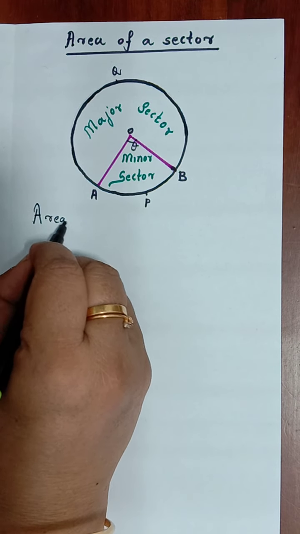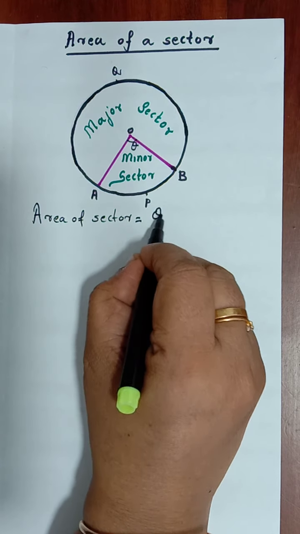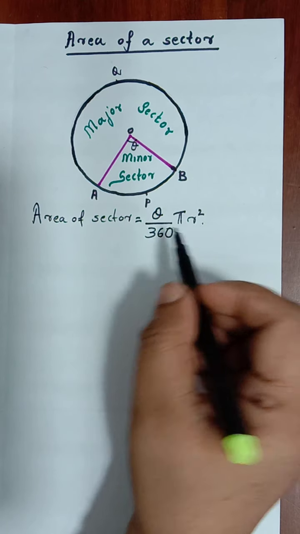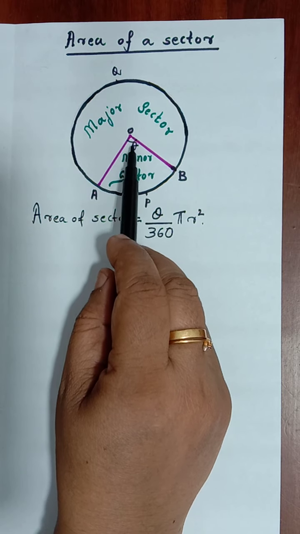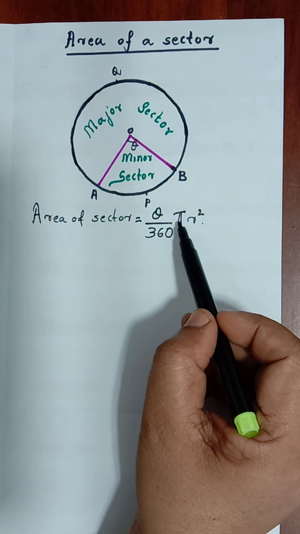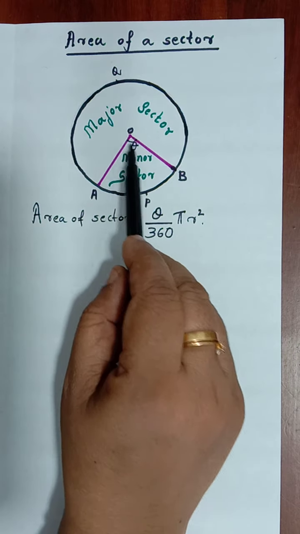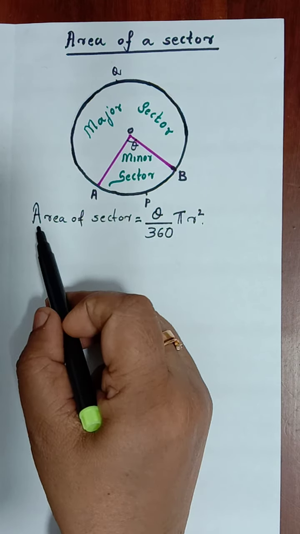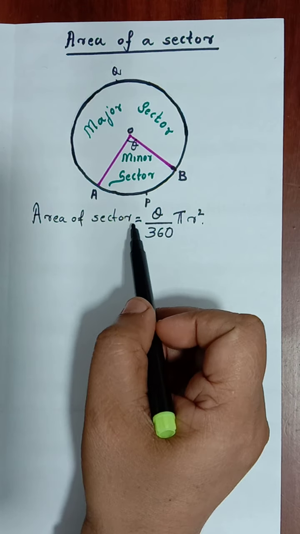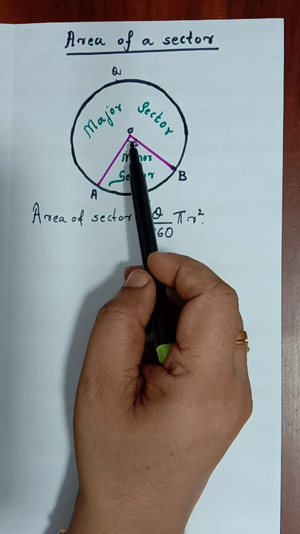Therefore, area of sector is equal to theta by 360 into pi r square, where theta is the central angle and 360 is the complete angle. Pi value will be given to you, 22 by 7 or 3.14. Radius also will be given. So we can substitute in the formula and find out what is area of the sector. Here always we used to say area of sector for minor sector.